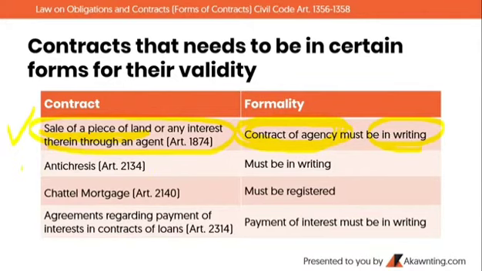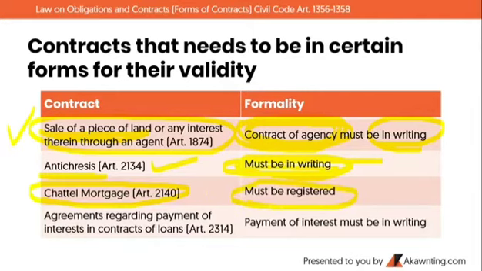Okay? So, ayan. Next, we have anti-chresis. So, yung anti-chresis, we will discuss it on future law subjects, okay? Pero yung anti-chresis po kasi, isa po siyang contract that needs to be in writing. Okay? So, kung gusto nyo basahin kung ano yan, refer to Article 2134, okay, of the Civil Code. Next, chattel mortgage. Okay? So, chattel mortgages must be registered in order to be valid. Okay? So, kung hindi siya na-register, void po yung chattel mortgage.